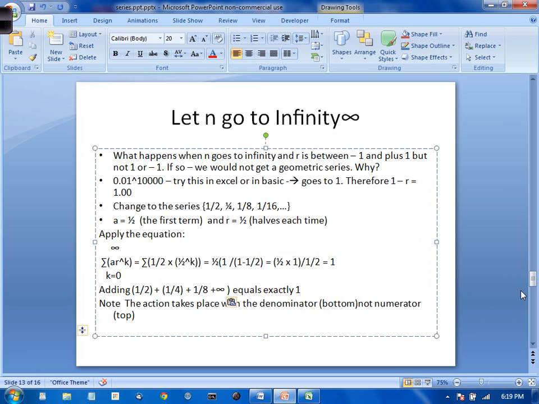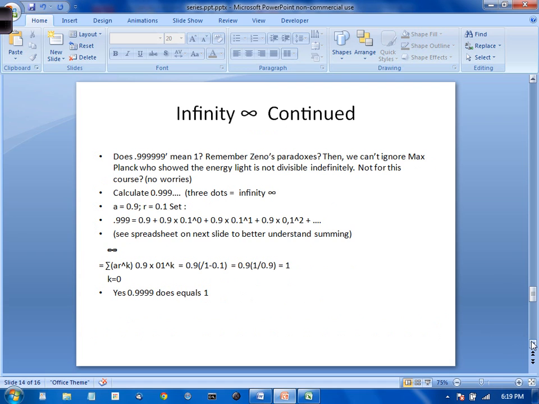Okay. Note, the action takes place with the denominator, that's on the bottom, not the numerator, the top. So if you cross multiply, you come to 1. And I'm trying to think of that guy's name. Maybe I've got it written down somewhere. But now, infinitely continued, does 0.999 mean 1? Remember Zeno's paradoxes, well, we just discussed them. Here's a guy, Max Planck, who showed that energy, light, is not divisible infinitely. So we don't have to worry about that in this course, but we have to know that there are some things in nature where you just can't go on with infinite series, like taking 1/millionth and then 1/10 millionth and never reaching 1.